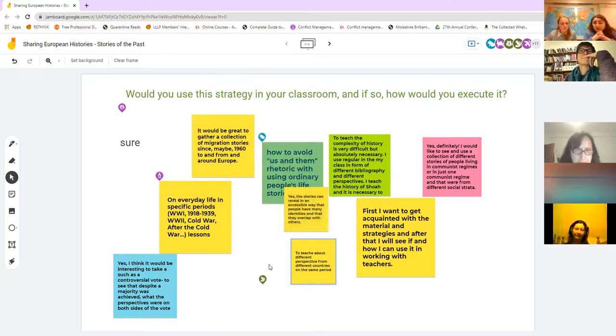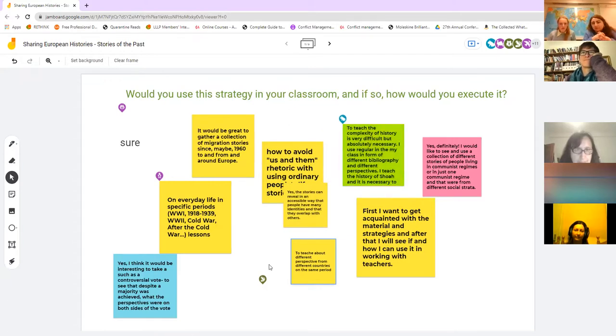Yes, the stories can reveal in an accessible way that people have many identities and that they overlap with others. Yeah. I think that's very crucial to the strategy. Yes, we're looking at differences between people's perspectives and their experiences, but we also want to draw upon the overlap and the similarities that we share. And so I think this is one really useful way of doing it. Yeah, definitely. There are some very good ideas in there.